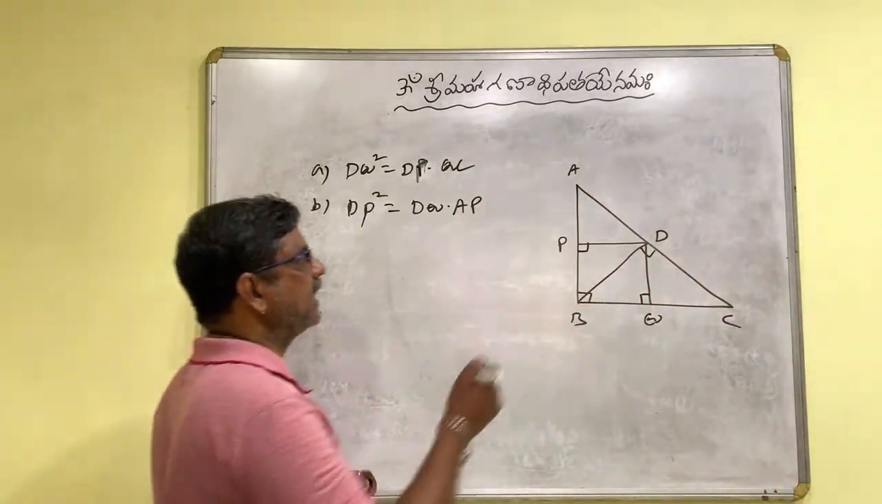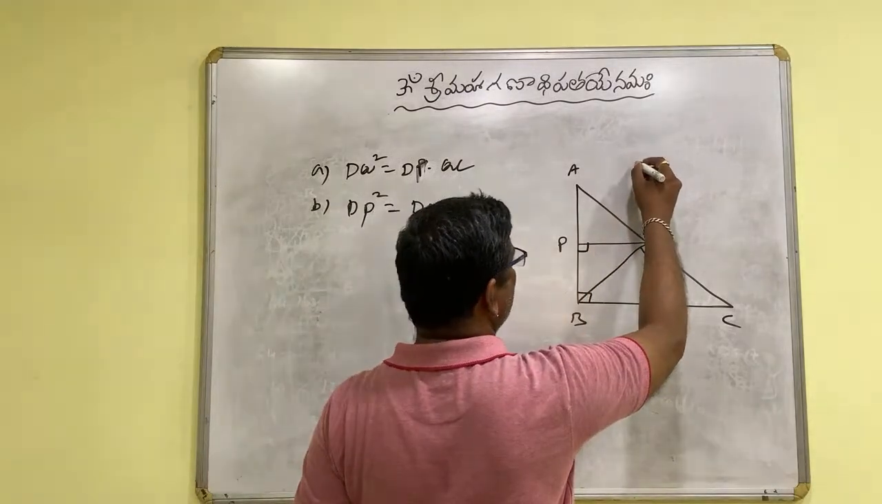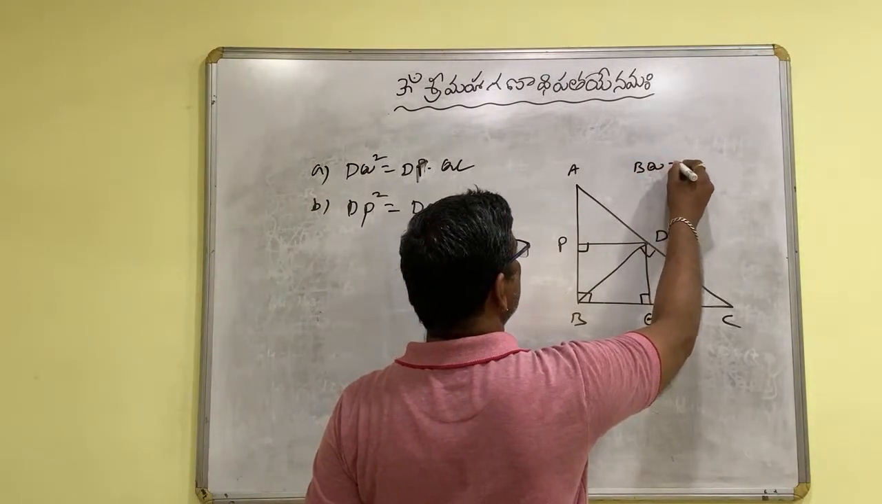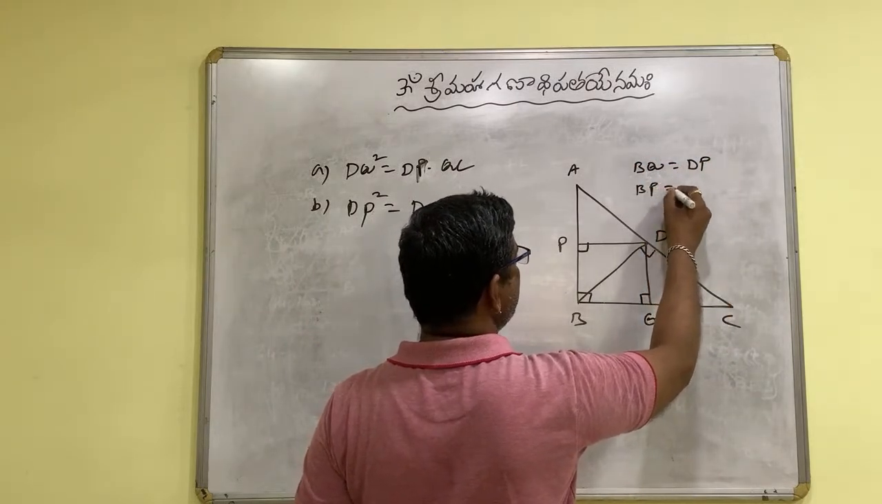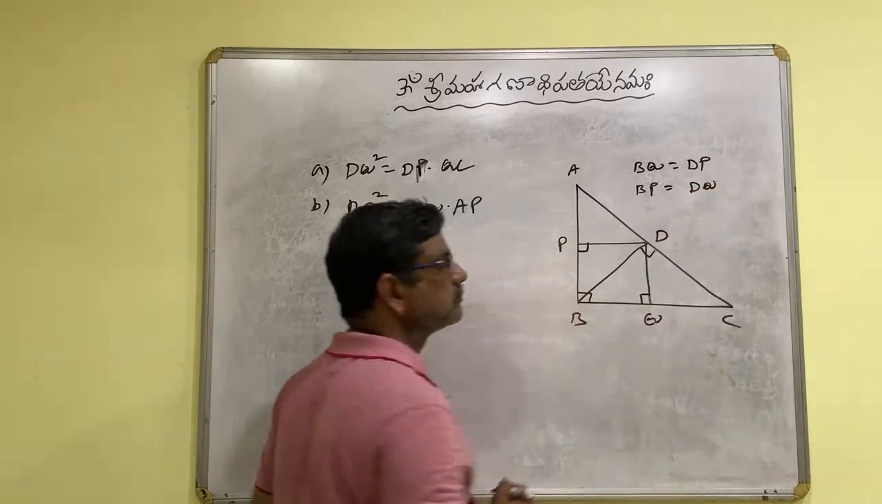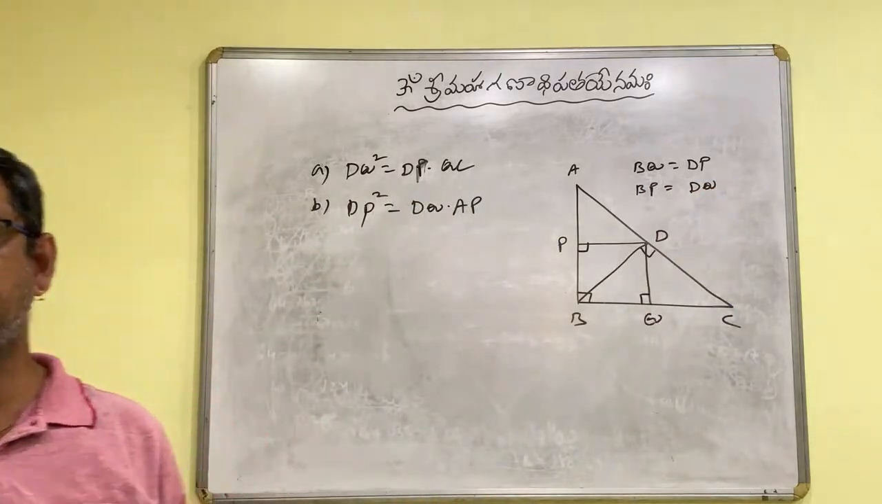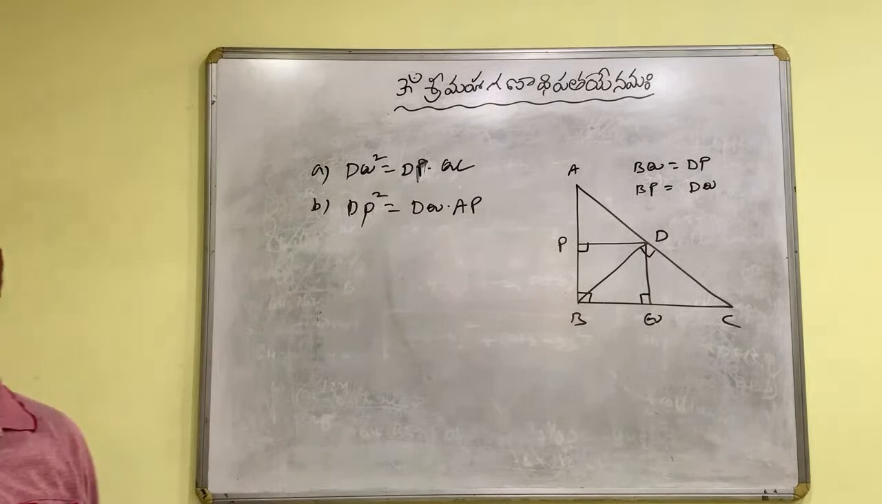Since it is a rectangle, its opposite sides are equal. Is that right? BQ is equal to DP. Not only that, BP is equal to DQ. Okay? Opposite sides are equal. Right.